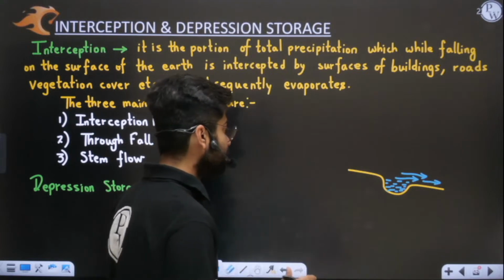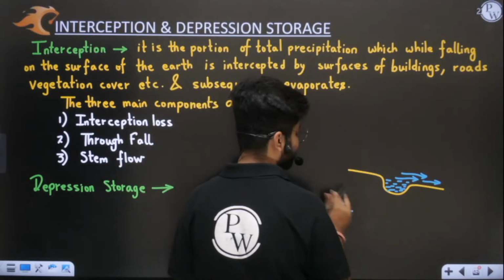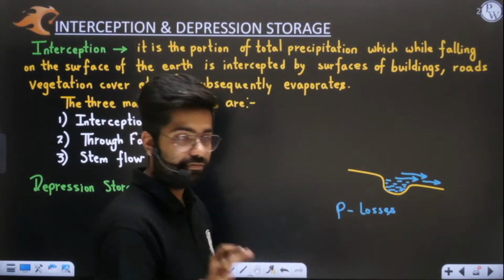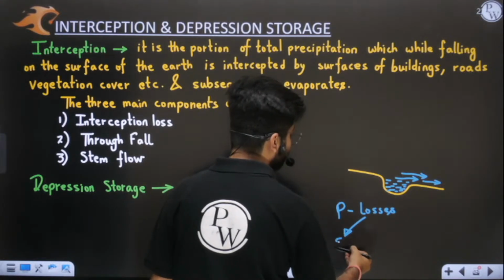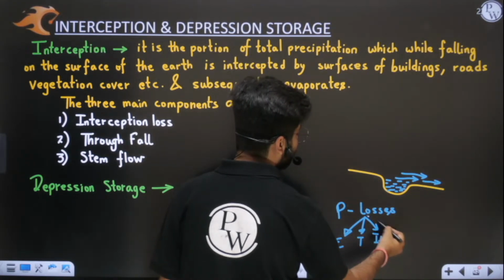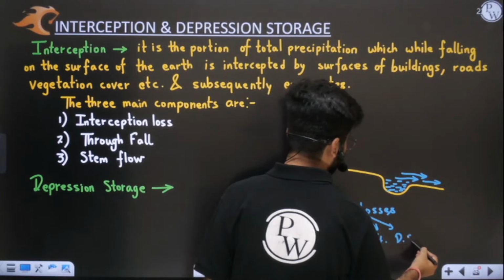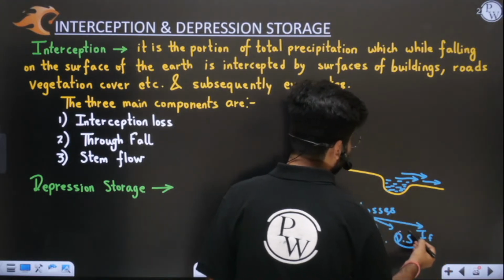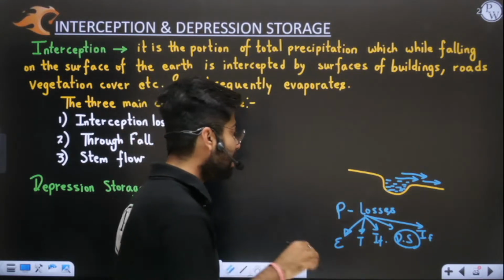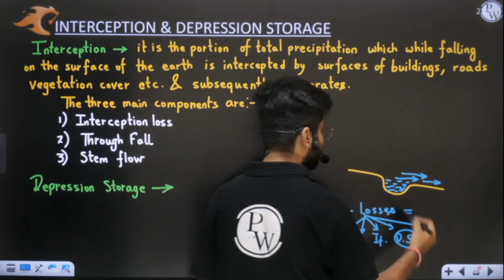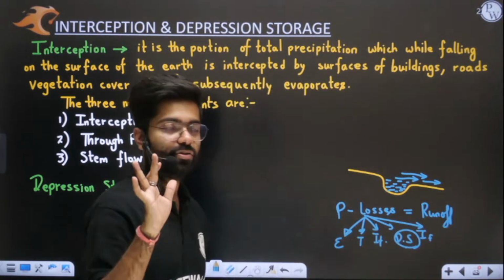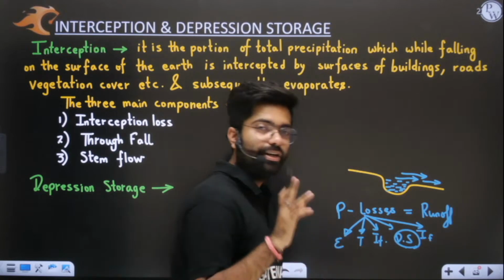Yes or no? See, I have already told you, after precipitation, losses will take place. Sir, in the starting of this losses chapter, you have told me that the very first loss is evaporation, then transpiration, then interception, then your depression storage is there. Then your infiltration is there. Why depression storage? Because some part of water has to be filled in these depressions. And after these depressions have filled completely, then your runoff will take place. Whatever water will be remaining, then runoff will take place. Yes or no? But you need to understand one thing.